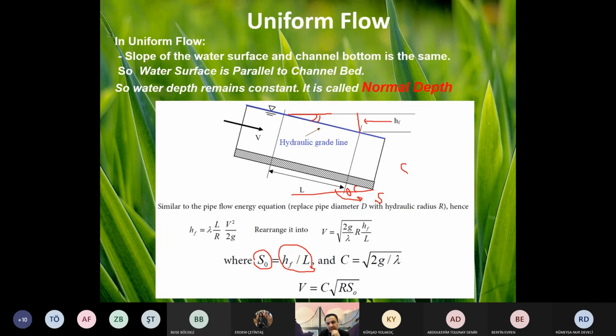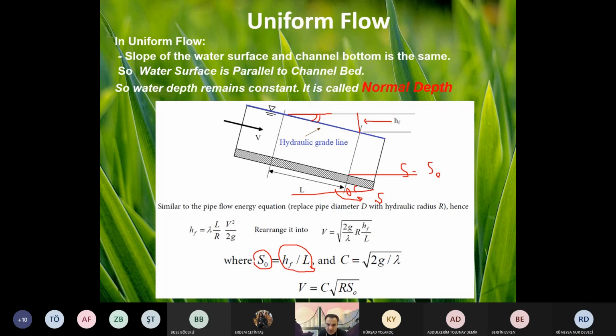Therefore, I can say that S equals S0. Therefore, the slope of the bed equals the slope of the hydraulic grade line. So what you should know is that S0 is always called the slope of bed, and it is equal to the slope of the water surface line.